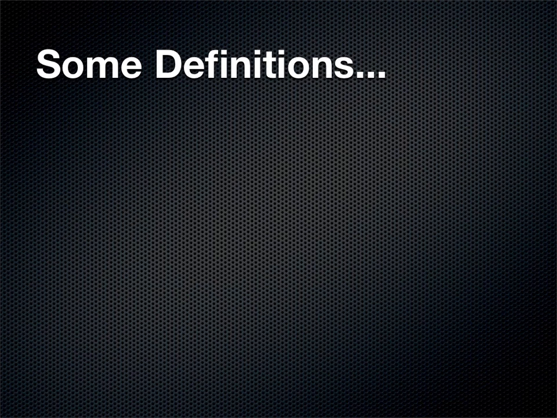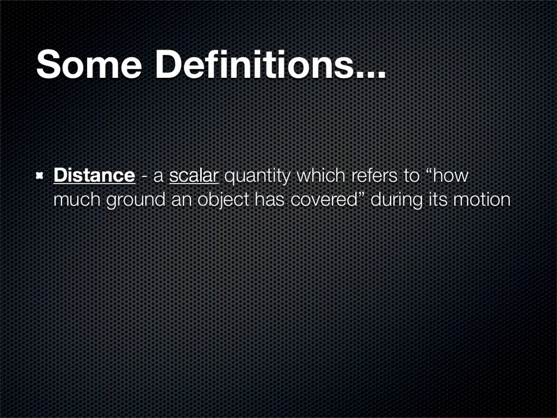Now that we've talked about scalars and vectors, let's go back and redefine some of the terms that we've been using. First, we'll define a distance. A distance is a scalar quantity, meaning it's just a number, which refers to how much ground an object has covered during its motion. For distance, we completely ignore what direction we're traveling in. It's just how far we went. I would say the distance from my house to Lewiston Porter High School is about 28 miles.